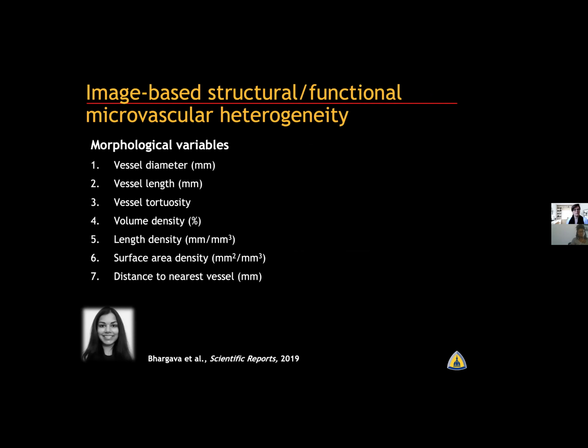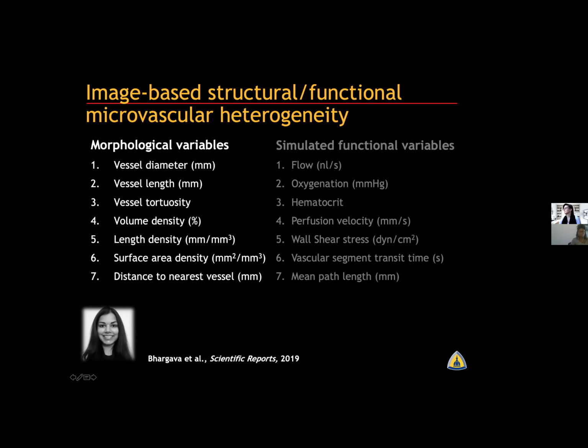And then Akanksha Bhargava, who's a fellow in my lab, decided to characterize the structural and functional heterogeneity in these tumors in terms of the physical as well as emergent parameters. So she looked at all the different morphological variables that one can get from the underlying vessel structure. This ranges from simple parameters like vessel diameter all the way to things like surface area density and the distance to the nearest vessel. And then once we have the 3D vessel structure, we can actually calculate or simulate different functional variables. So we can compute what the blood flow is going to be, what the oxygenation is going to be, what the hematocrit is, and so on and so forth.